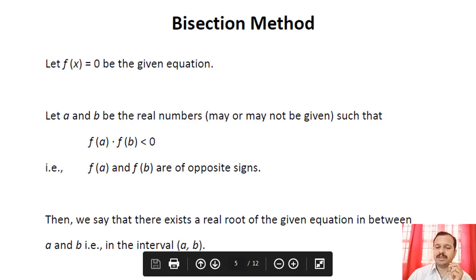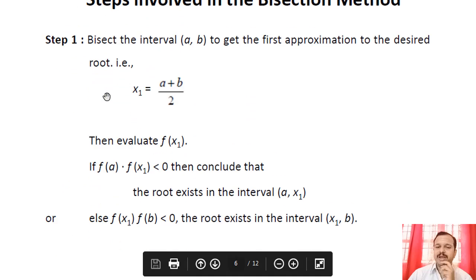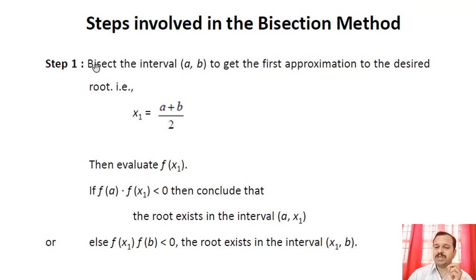Now let us go for the second step. What is to be done? After finding a and b in which the root is existing, we have to bisect this interval. We have said that this is the interval in which the desired root is existing. We have to bisect the interval. What is the bisection formula? The bisection formula is a plus b divided by 2, just like the midpoint formula which we have studied in PUC first year. First point plus the last point divided by 2. That is, we have to take the average of those two.